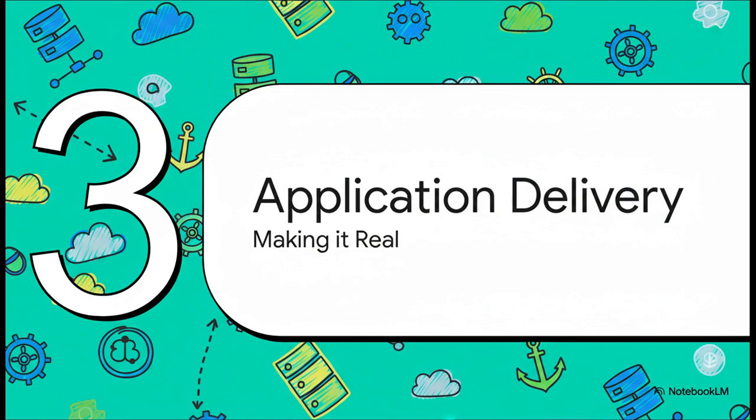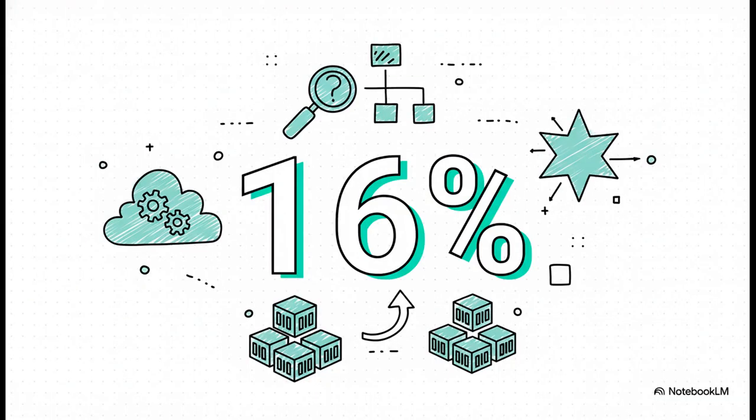So, we've got our infrastructure all set up. But how do we actually get our software from a developer's computer into that environment? Well, that's exactly what this third domain, application delivery, is all about. Now, this makes up 16% of the exam, and it focuses on the entire journey of an application. We're talking from the moment the code is written to how it's packaged and shipped, and then how you keep an eye on it to make sure it's healthy once it's live.